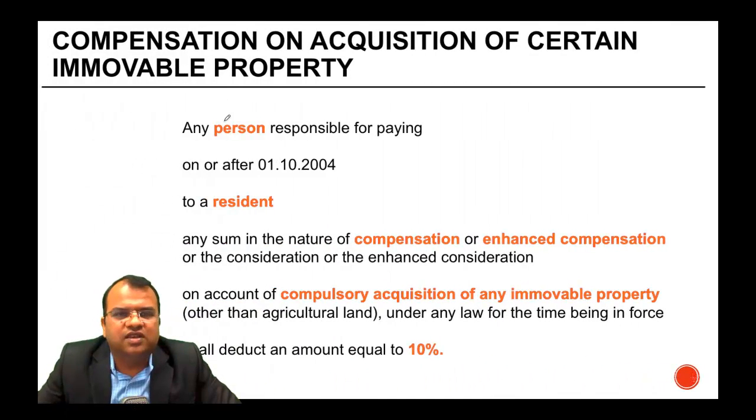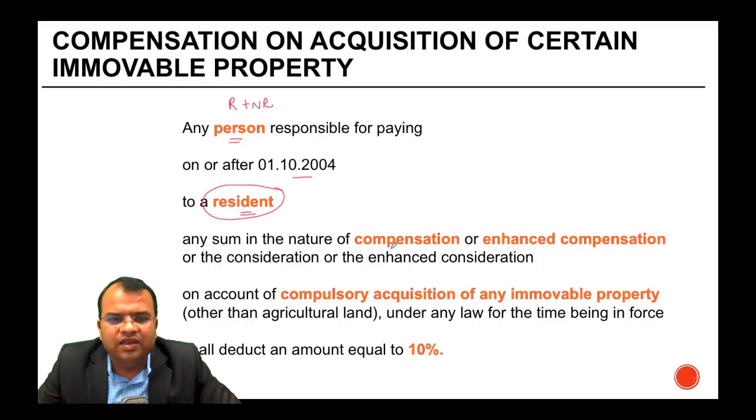So what does this section say? It says that any person, whether a resident or a non-resident, responsible for paying on or after 1/10/2004 to a resident, the recipient has to be a resident, any sum in the nature of compensation or enhanced compensation or the consideration or the enhanced consideration on account of compulsory acquisition of any immovable property other than agricultural land under any law for the time being in force shall deduct an amount equal to 10%.